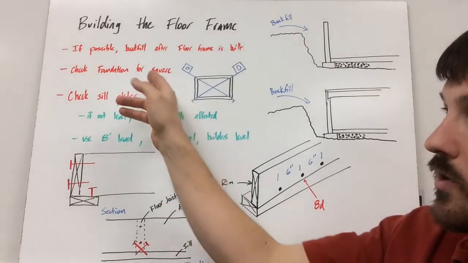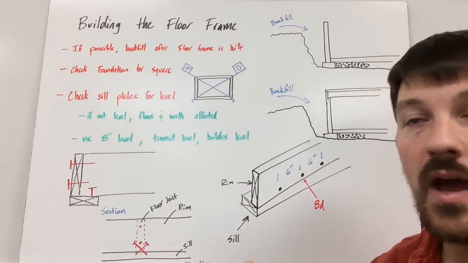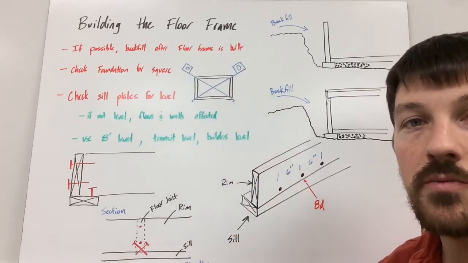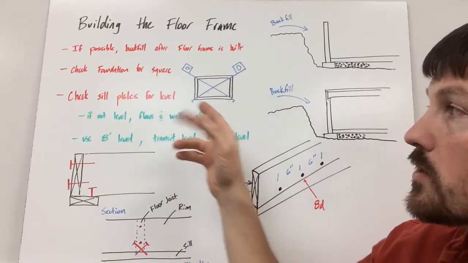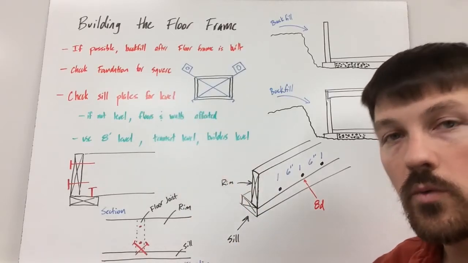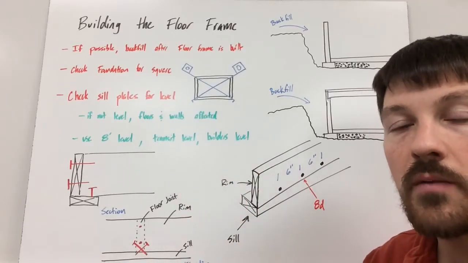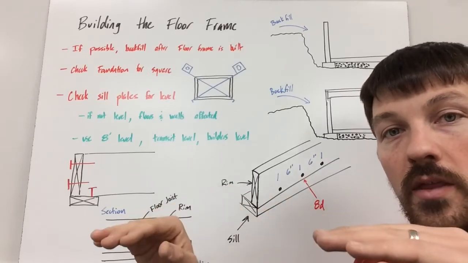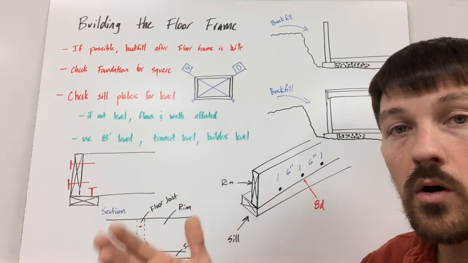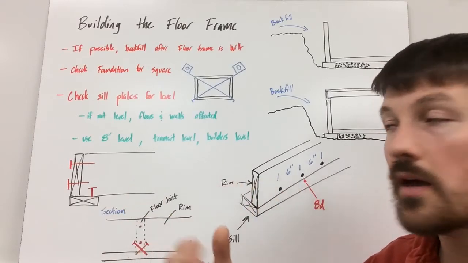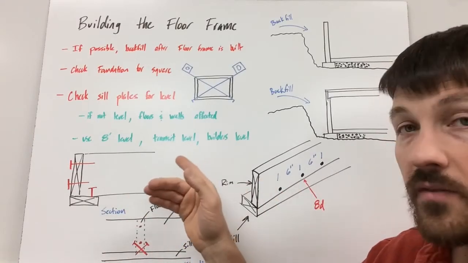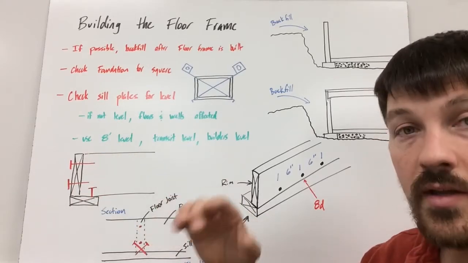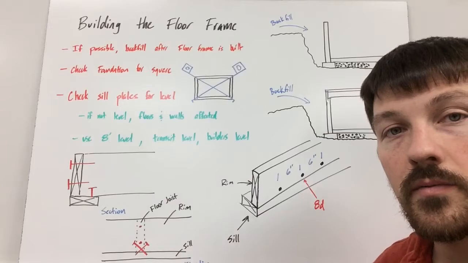Okay, also you want to check your foundation for square, and how you're going to do that is you're going to measure diagonally, and you should have the same measurements. Also, you need to check your sill plates once you have them on and bolted down. Check them for level. If they're not level, what you're going to have is a floor that's not level, and then subsequently walls and all that. Everything else will be out of level. To check it for level, you want to use an 8-foot level, a transit level, or a builder's level.